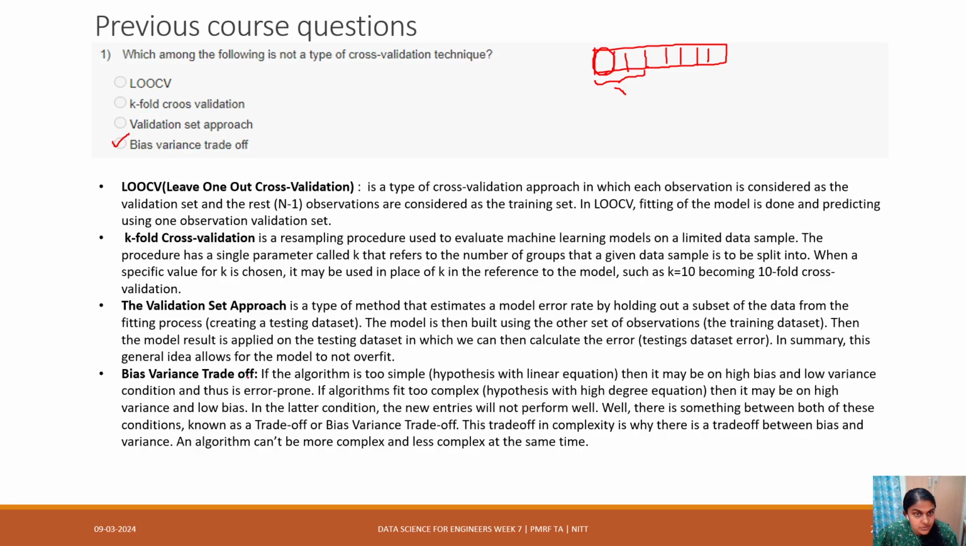Bias variance trade-off is not a cross-validation technique. It is a trade-off between bias and variance, which you have also seen in your lectures. If the algorithm is too simple, or the hypothesis is a linear equation, there will be high bias and low variance. This kind of model is error prone. Now if it fits too complex a hypothesis, that means a higher degree equation, then it might have high variance and low bias. The latter condition is the overfitting condition, where new entries will not perform well. So there is something between both of these conditions, known as the bias variance trade-off.